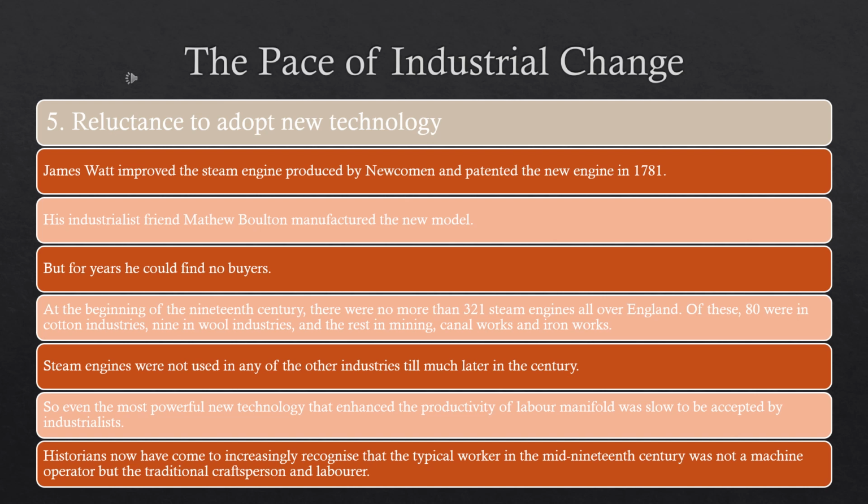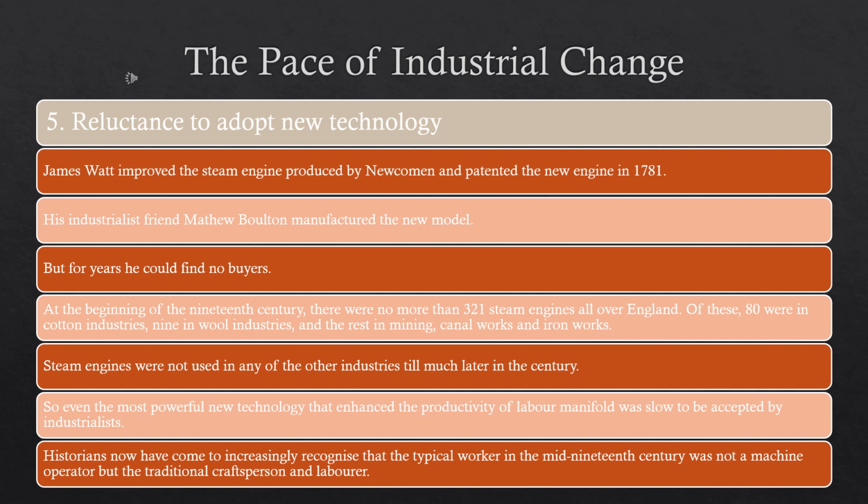Here is an example. James Watt improved the steam engine produced by Newcomen and thereafter patented the new engine in 1781. So patent means putting something in your name, registering something. And thereafter, his industrialist friend Matthew Boulton gave a new model, an improved version. But for years, he could find no buyers. So this is so surprising, that such a remarkable invention had no buyers for many years.